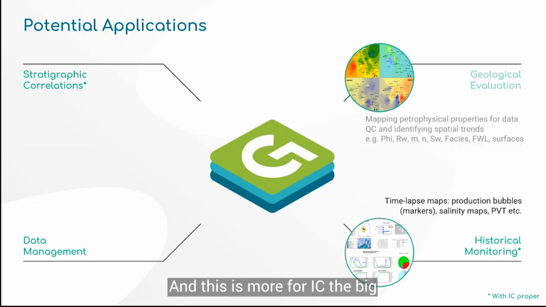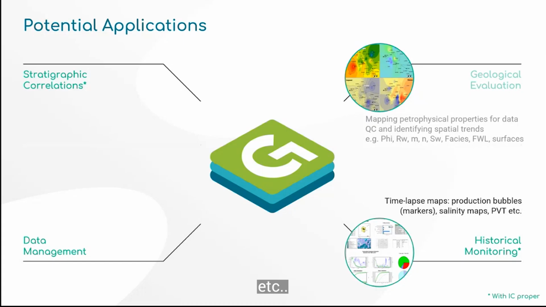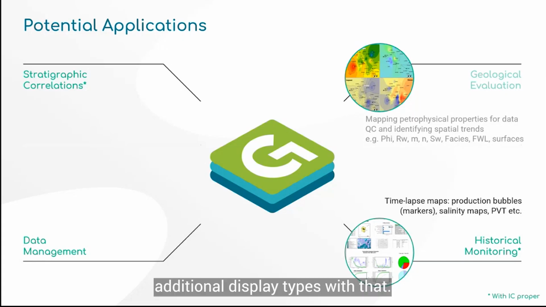Other things, and this is more for IC, the big IC, the proper with all of its modules, but this is what feeds the mapping, is there's monitoring. So if you've got your historical drilling data, your production data, pressure, temperature, volumes, fluids, anything like that with a timestamp on it, you could do chemical isotope analysis. Where's your half-lives, etc. Figure out the mapping of that, and also there's lots of different additional display types with that. But again, that's from the IC proper side of things.